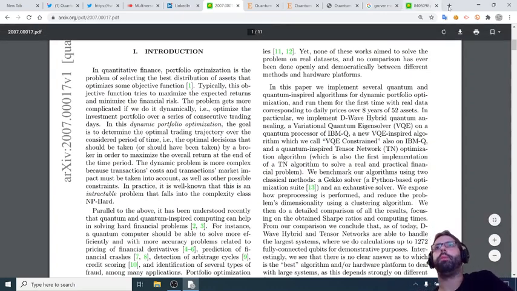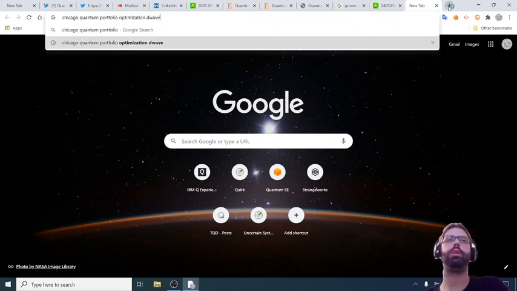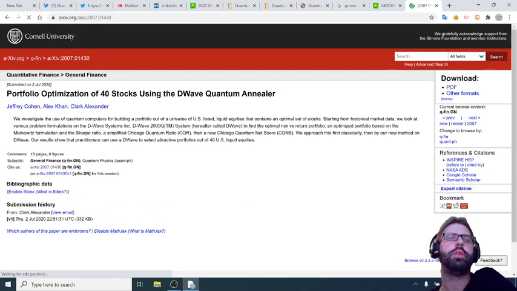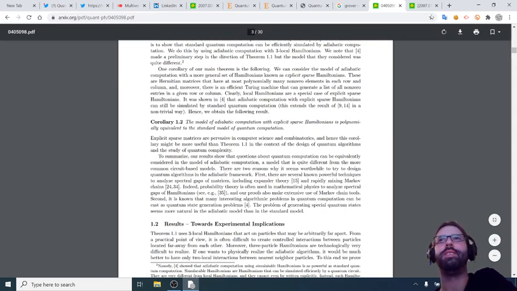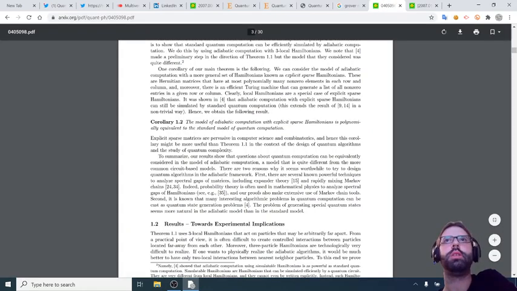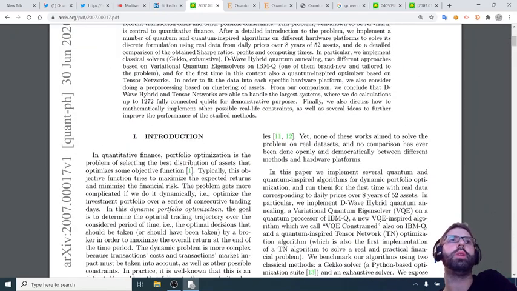When was the Chicago quantum paper from? Chicago quantum portfolio optimization. Was this one before? This one. Oh, it's also 2020. Oh, it's July 2020. Wait a second, that was first actually. It's especially similar. Submitted in July 2020. And that's June 2020, right? Sorry, not this one. This one. It's June 2020. Okay.